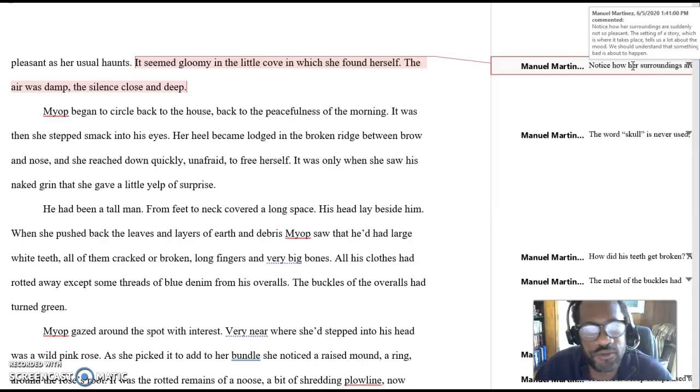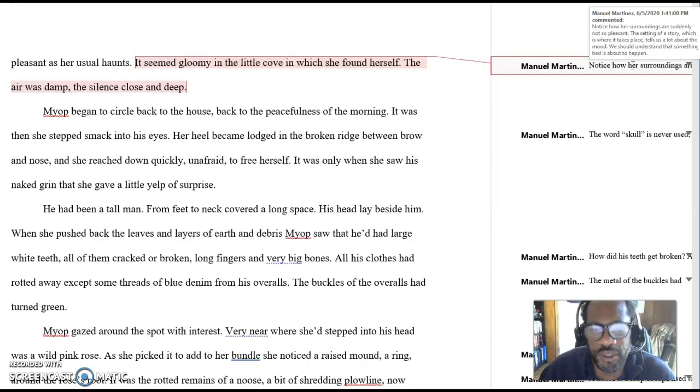Then if we look here, we have this sentence: it seemed gloomy in the little cove in which she found herself. The air was damp, the silence was close and deep. And I say in here, notice how her surroundings are suddenly not so pleasant. The setting of the story, that is where it takes place, tells us a lot about the mood, right? And so we should recognize from this that something is going on.